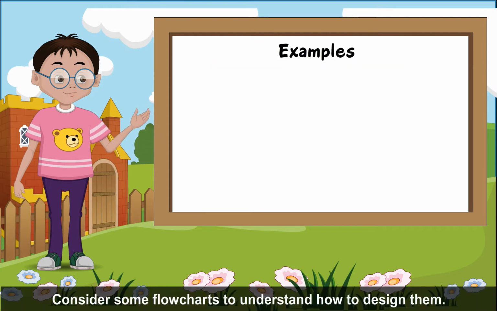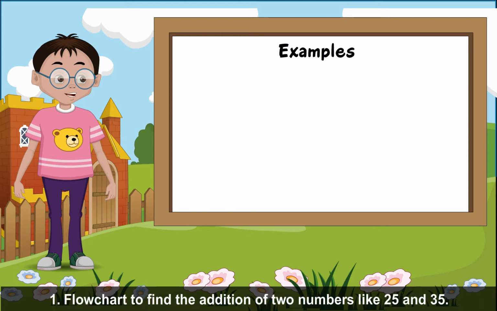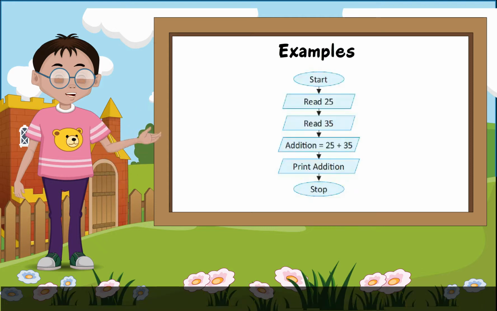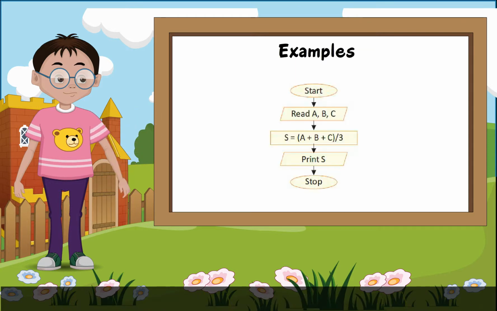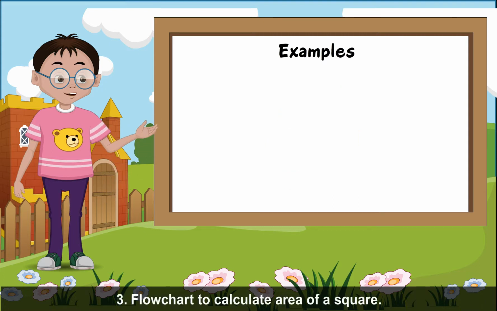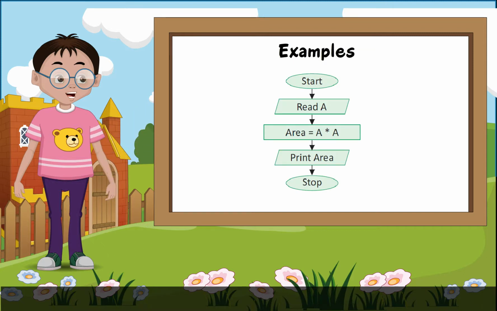Examples. Consider some flowcharts to understand how to design them. Flowchart to find the addition of two numbers like 25 and 35: Start. Read 25. Read 35. Addition equals 25 plus 35. Print addition. Stop. Flowchart to find the average of three numbers: Start. Read A, B, C. S equals (A plus B plus C) divided by 3. Print S. Stop. Flowchart to calculate the area of a square: Start. Read A. Area equals A multiplied by A. Print area.